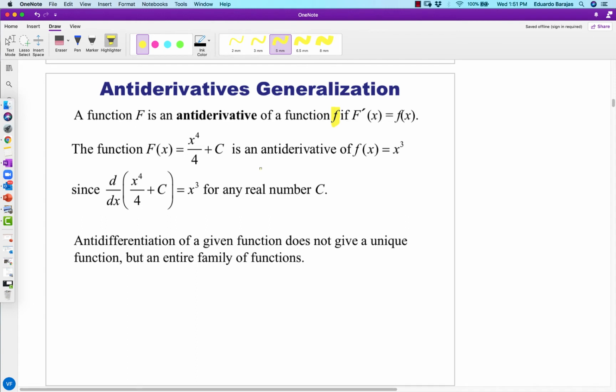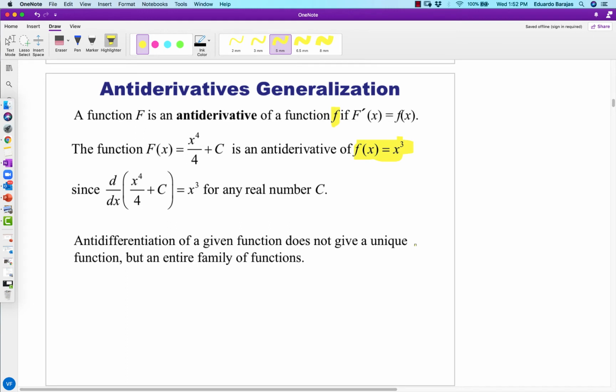Right? So like in our little example, if we're asked to find the antiderivative of the function lowercase f equals x cubed, then the antiderivative is going to be a new function, capital F, such that the derivative of that function equals the given lowercase f function. Okay, so for this particular case, capital F ends up being 1/4 x to the fourth plus some constant c, where c is any real number. And the proof is that the derivative of this function equals exactly what we wanted, x cubed.